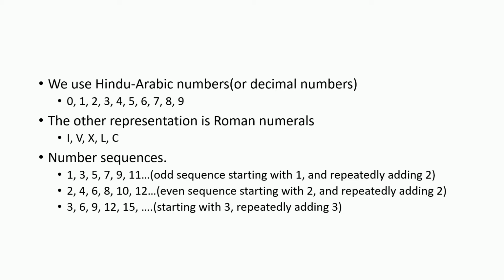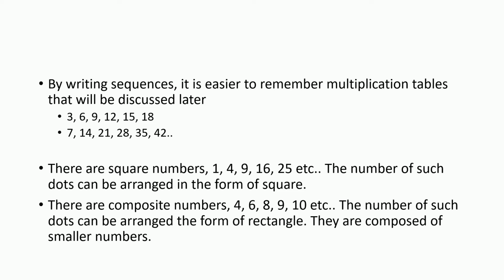Then we have another number sequence that starts with 3 and we go on adding 3. So this third number sequence represents the multiplication table for number 3. It is easier to remember multiplication tables using these number sequences. For example, here we start with 3 and we go on adding 3. This represents actually the multiplication table for 3.